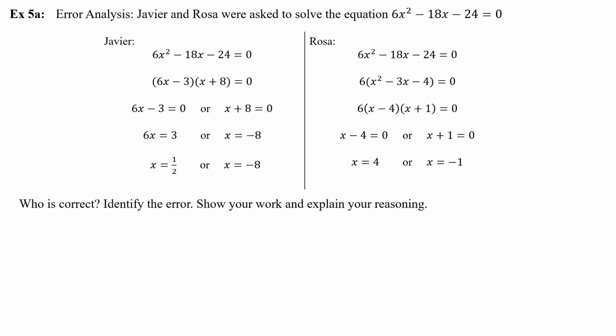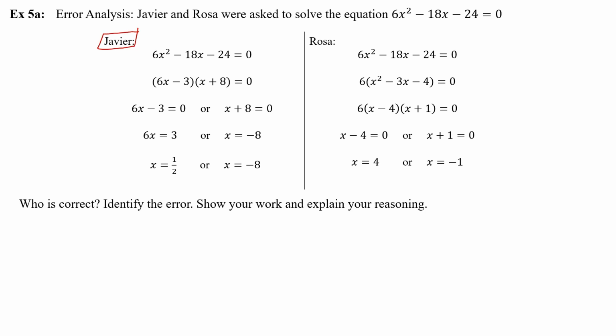Alright, so we're looking at example 5a here. Example 5a says error analysis. So we're looking at somebody's mistake. Javier and Rosa were asked to solve the equation 6x squared minus 18x minus 24 is equal to 0. And then all the way in the bottom, who is correct? Identify the error, show your work, and explain your reasoning. So we have the work for Javier, we have the work for Rosa. We've got to see who did it correctly. So we're basically just going to check their steps one at a time.